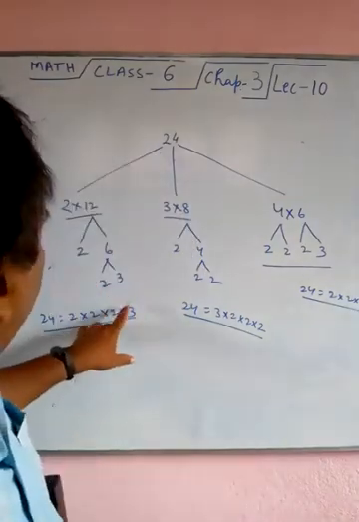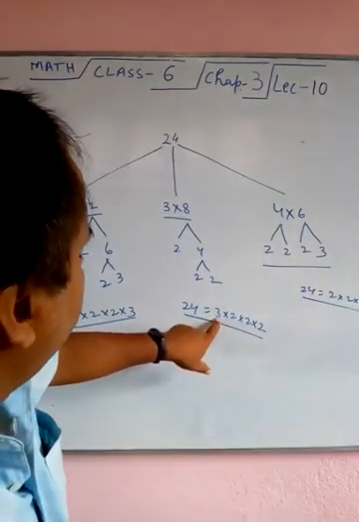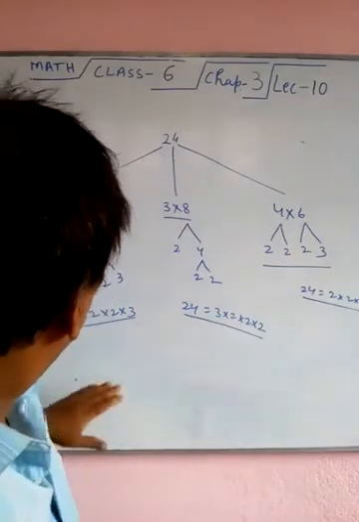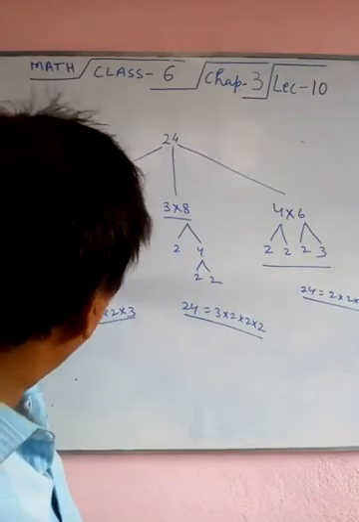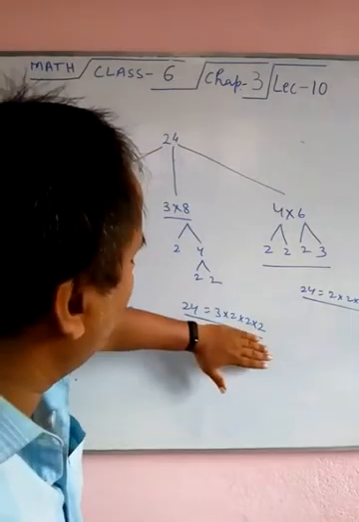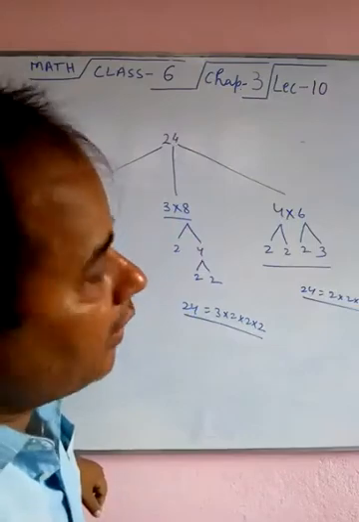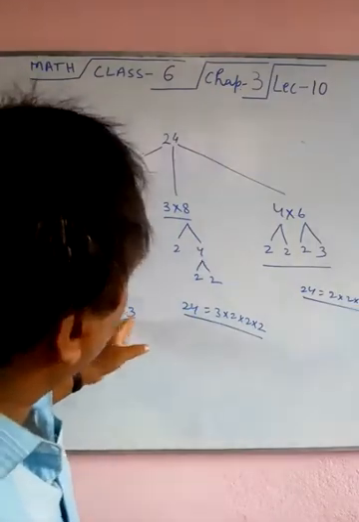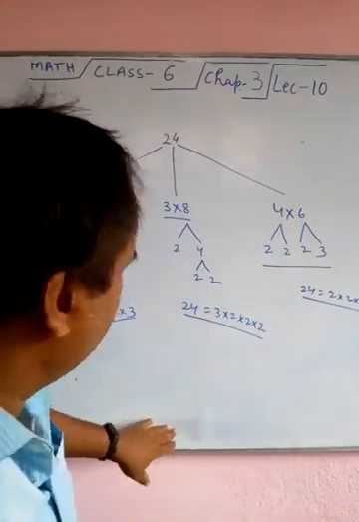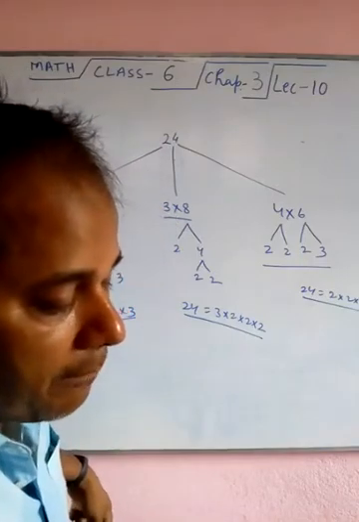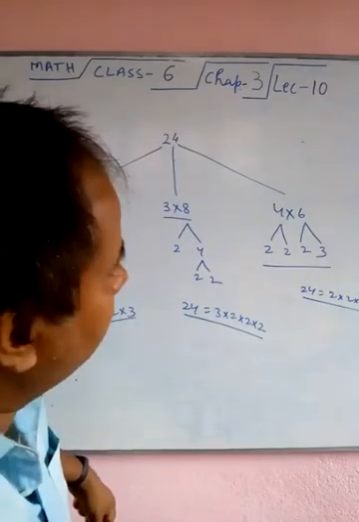Here you can see 3 is in the last place, here also in the last, but here 3 is in the first place. So ultimately the factorization is unique, because three 2s and one 3 are there, three 2s and one 3 are there, three 2s and one 3 are there, but their order has been changed. That's why it is written here: every composite number has a unique prime factorization. Only the order of arrangement may differ.